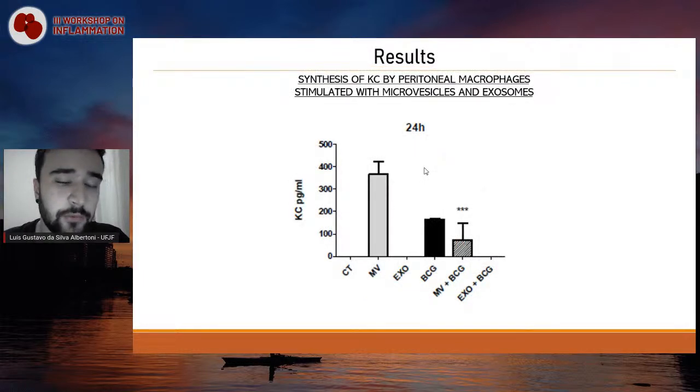So we investigated the profile of KC cytokine after treatment of peritoneal macrophages with microvesicles and exosomes isolated from the FSA. The production of KC appears to be down-modulated when BCG infection is associated, like here, and the production in association with the vesicles was down when compared to the control, to the group only stimulated with the microvesicles, which was much bigger and not infected.